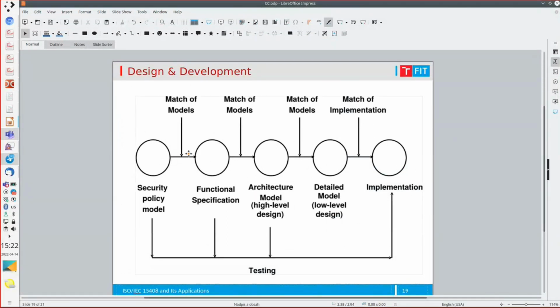You can see it. So the correspondence between the particular models is verified during the design and development. There is a verified correspondence between the security policy model and the functional specification, then between the functional specification and the high-level design, then the high-level design and the low-level design. And finally, there is a verification of the match between the implementation and the low-level design. So this is actually the procedure that should be taken during the design and development of the product according to CC to obtain some kind of certification assurance level.